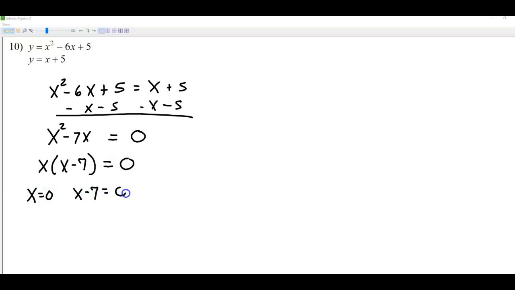I went with factoring this time just because it looks a lot faster. Now you could do the quadratic formula if you wanted to. I'm not going to show the work for that, but I will tell you this much at least. The a would be 1.